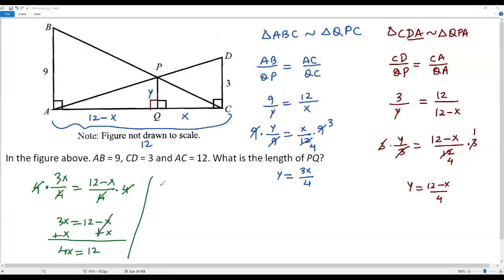Let me continue over here. We get 4x equals 12. Let me divide both sides by 4. When I do so, this 4 will cancel out. Then I'm getting x equals 12 over 4, which is 3. Okay, now I got the value of x.